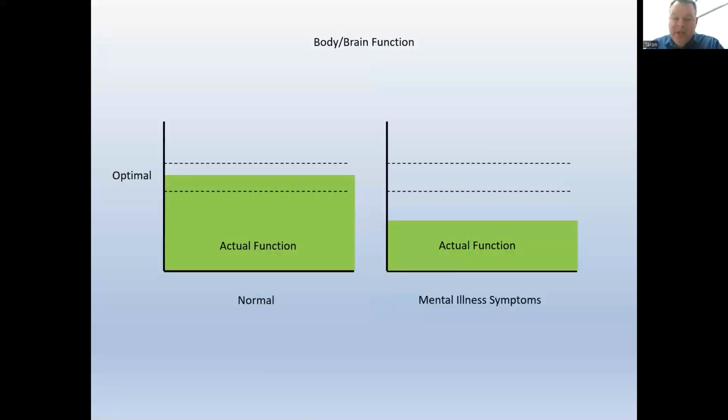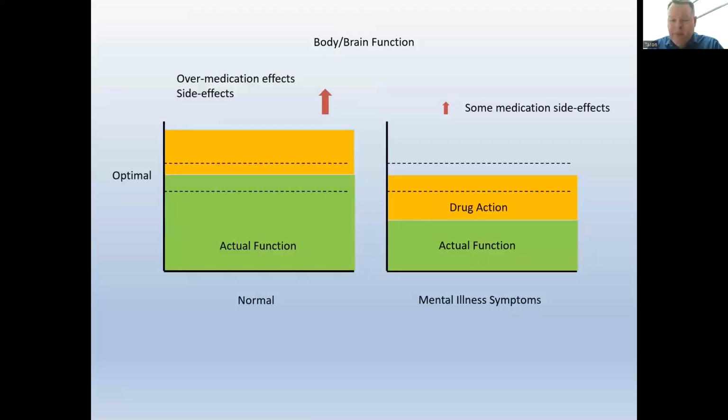A simple illustration of what this looks like could be represented with these two figures: normal function on the left and function that is affected by mental health symptoms on the right. A medication is typically added to reduce dysregulated symptoms and improve overall function, and typically there are some side effects that accompany this. By contrast, if the same medication were given to a normally functioning individual, they would experience unnecessary drug effect, including side effects.